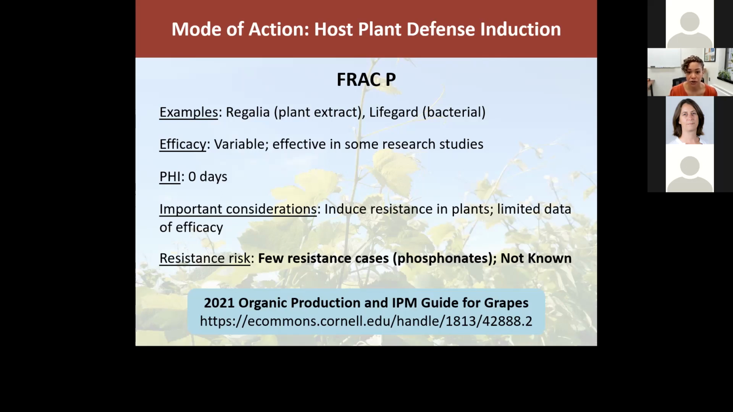And there have been a few cases of resistance noted for phosphonates, which are in the FRAC P group. Otherwise, for a lot of these other chemistries, it's unknown.